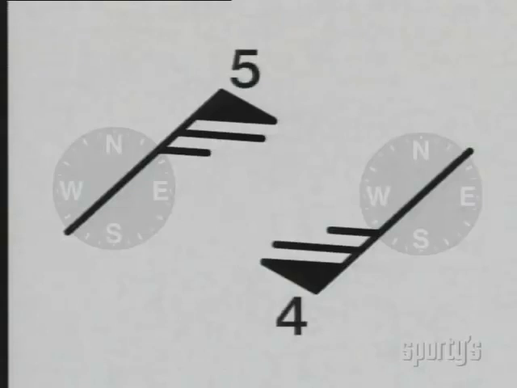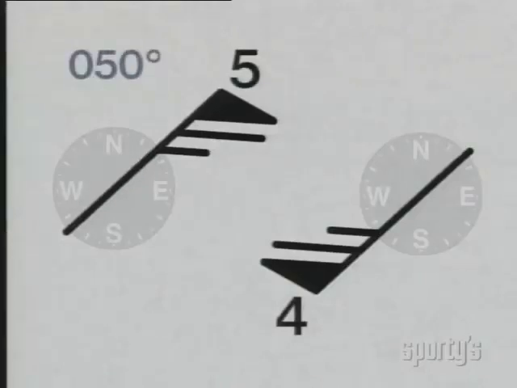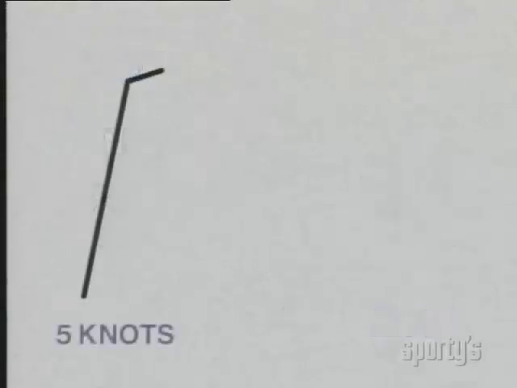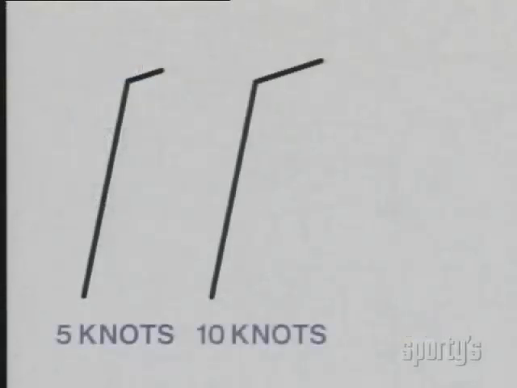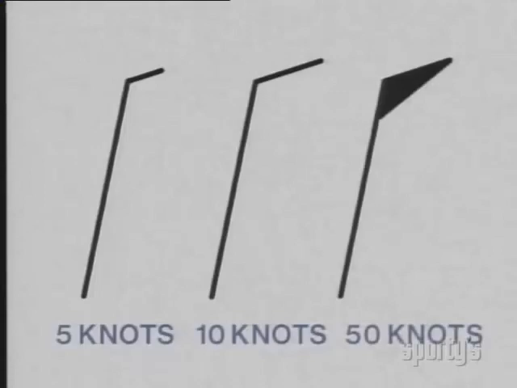The number at the tail is the second digit of the direction. This arrow is from 050 degrees and this one from 240 degrees. To determine speed, add the barbs and pennants. A half barb is 5 knots, a full barb 10 knots, and a pennant is 50 knots.